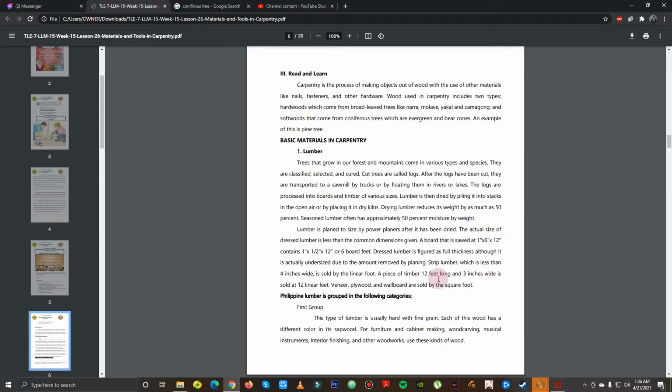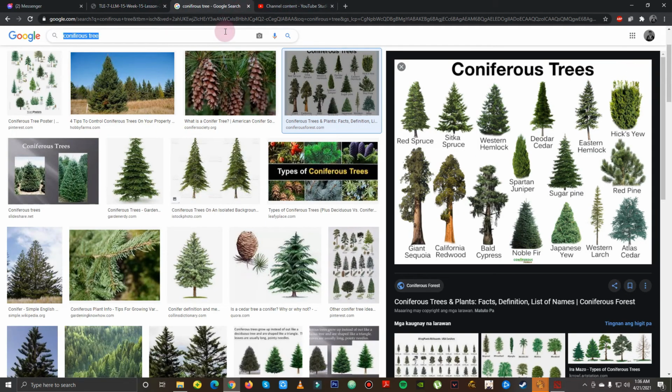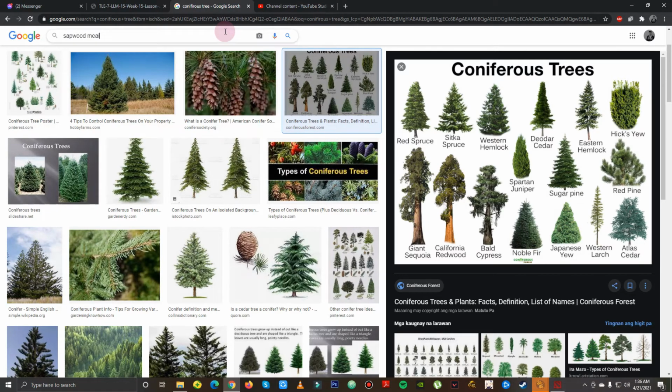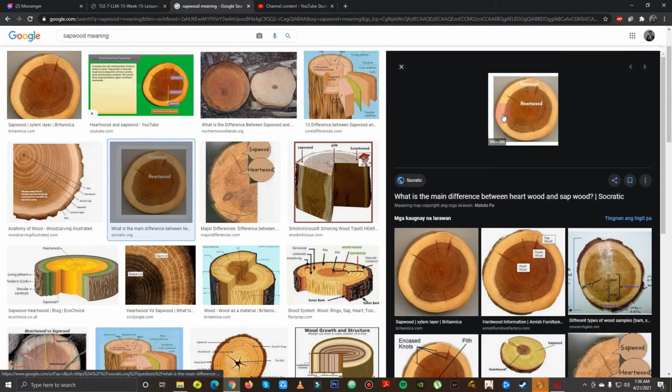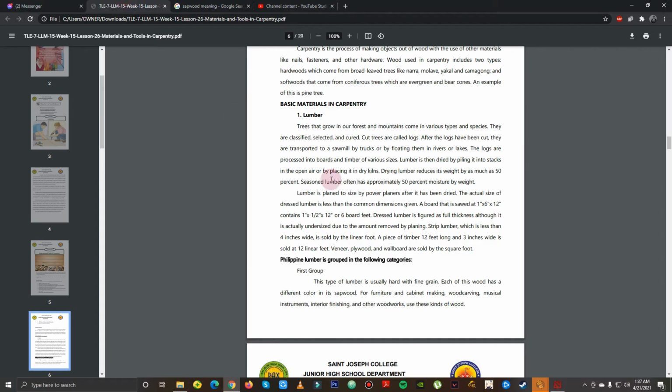Philippine lumber is grouped in the following categories. The first group is this type of lumber, which is usually hard with fine grain. Each of these woods has a different color and its sapwood. What is sapwood? Sapwood means the outer layer of a tree. So this is the sapwood. Okay, this white circular outer layer.